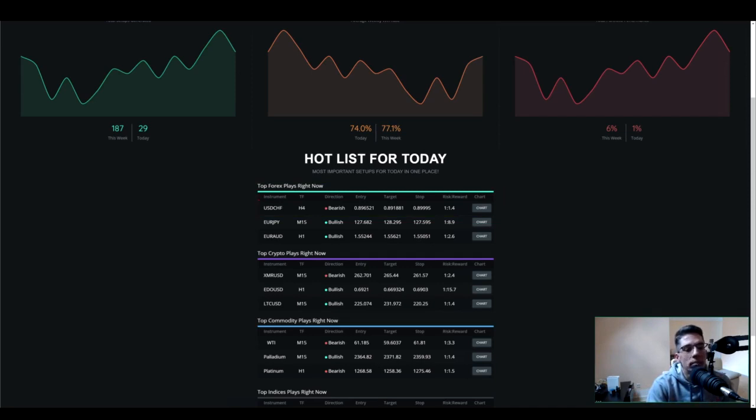Every single trade idea comes with the instrument name, the time frame where we found that signal, and the direction, bearish or bullish. Let's say either we want to buy or sell, entry point, target, stop, and a risk reward. Also, you have the chart so you can get everything that you need.